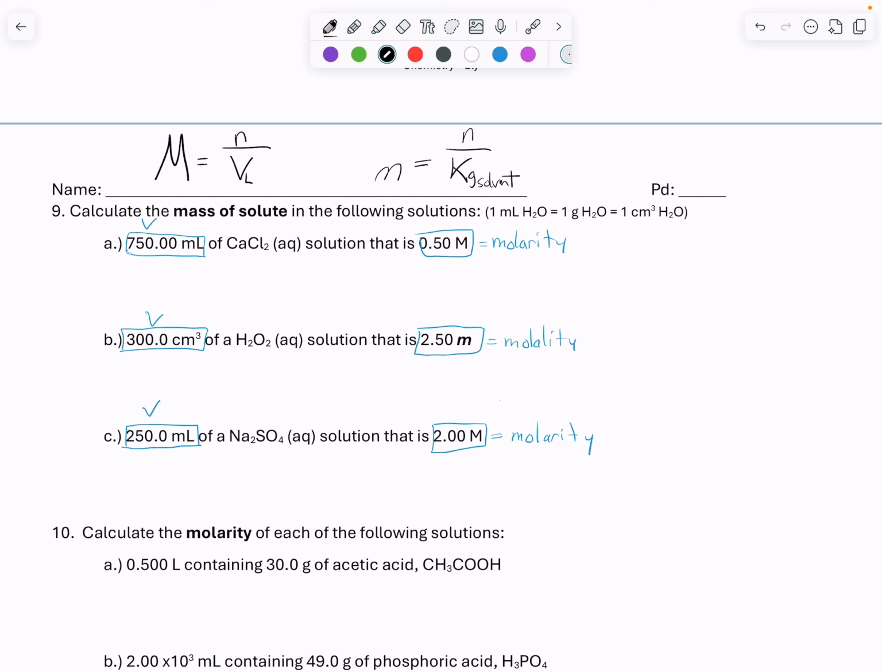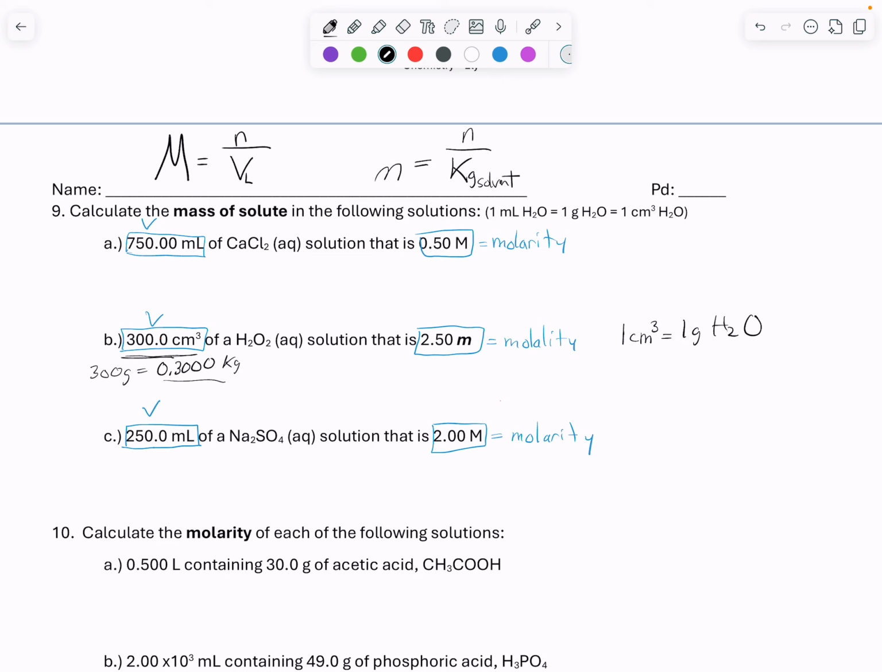So for molality, I've got water. One cubic centimeter is equal to 1 gram of water. I've got 300 cubic centimeters of water. That's 300 grams, but I need kilograms. The first thing you've got to do with this one is go from 300 grams to 0.3000, because of all the zeros there, they're significant, kilograms. So that's your mass of solvent.